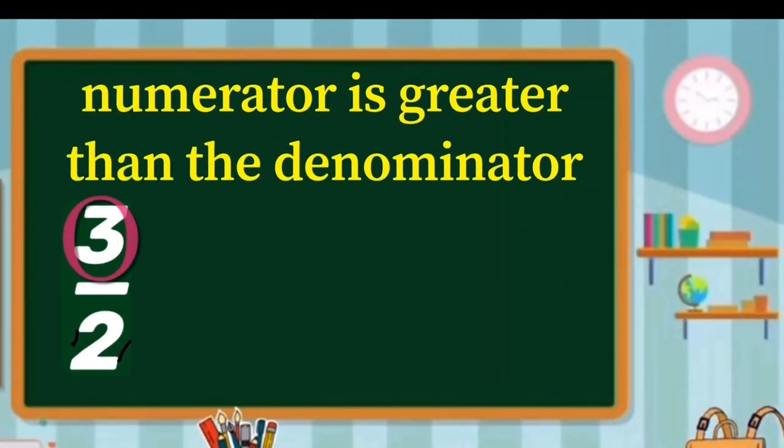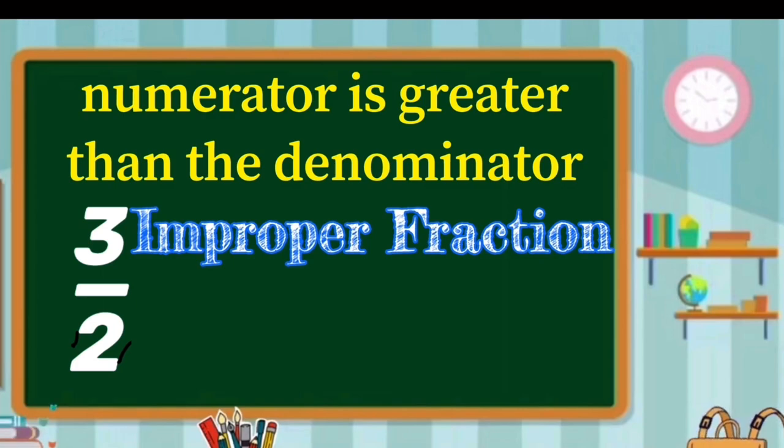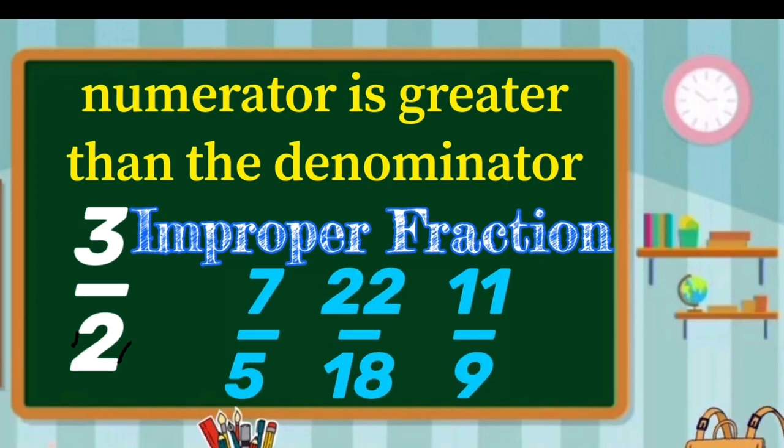Next are fractions whose numerator is greater than the denominator. For example, we have here 3 over 2. The numerator 3 is bigger than the denominator 2, and we call it an improper fraction. Another example is 7 over 5, 22 over 18, and 11 over 9. Those are examples of improper fraction. The numerator is greater than the denominator.